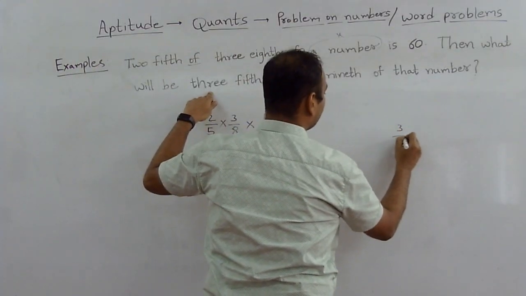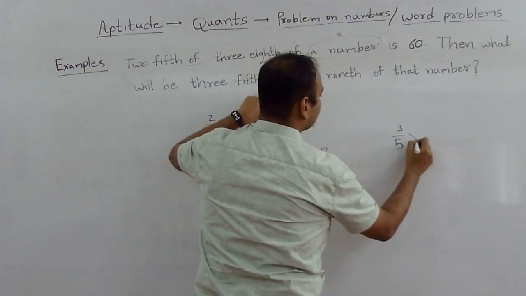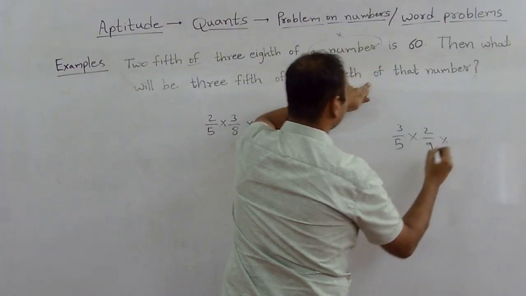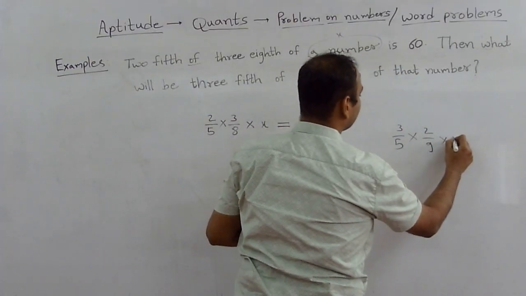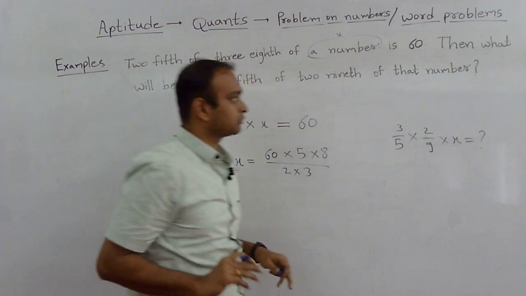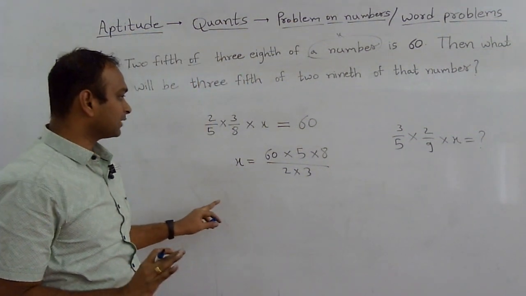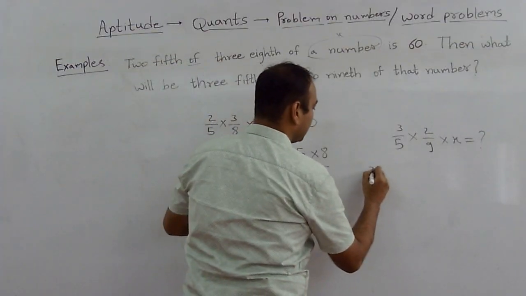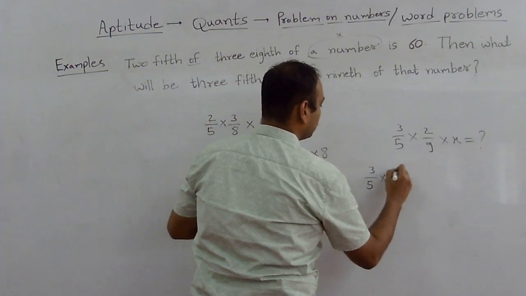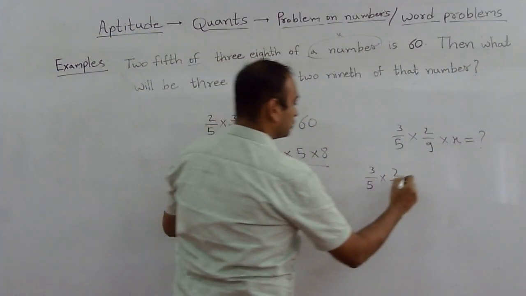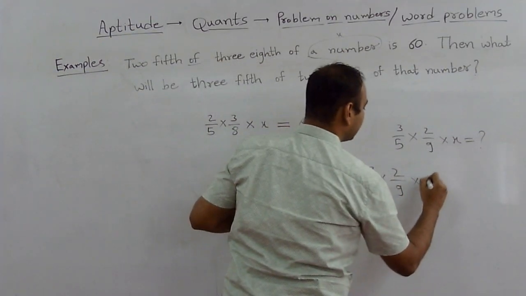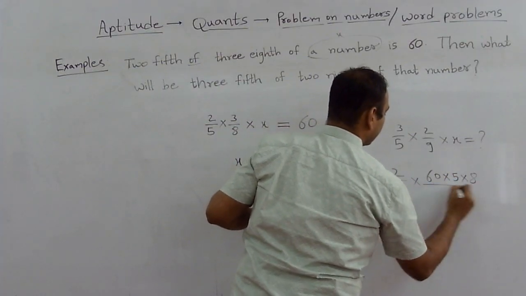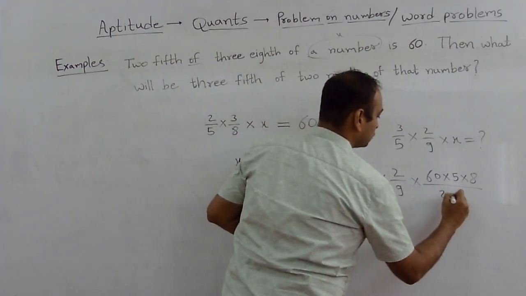3/5, so 3 upon 5 of says multiplication. 2/9, 2 upon 9 of says multiplication. That number is equal to what? Right? So in place of x we can put this. So it will be 3 upon 5 into 2 upon 9 into all this, 65 and 8, 60 into 5 into 8 divided by 2 into 3, 2 into 3.